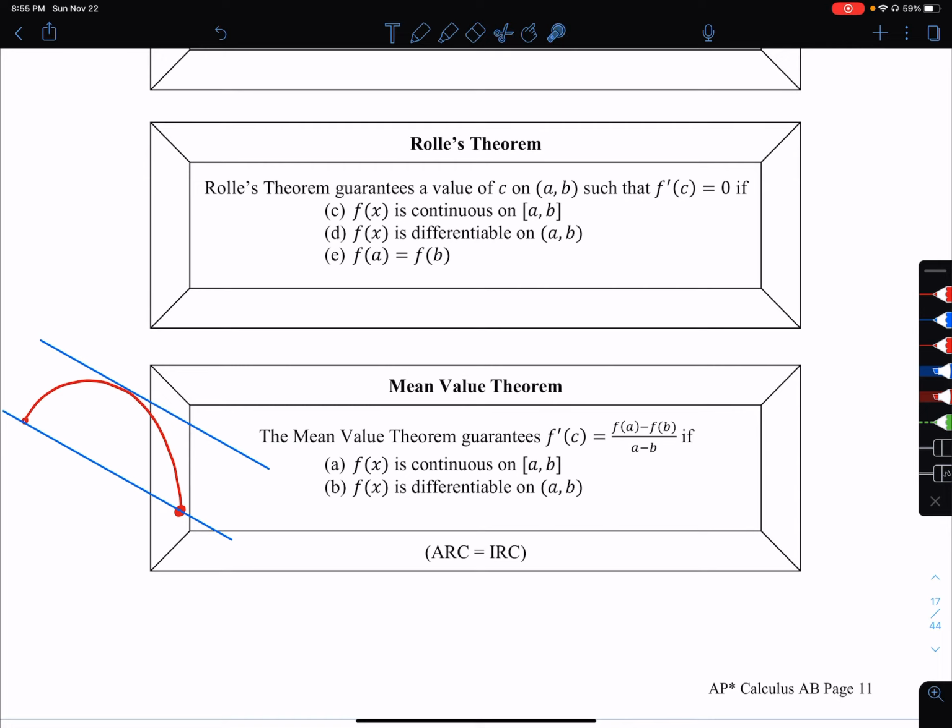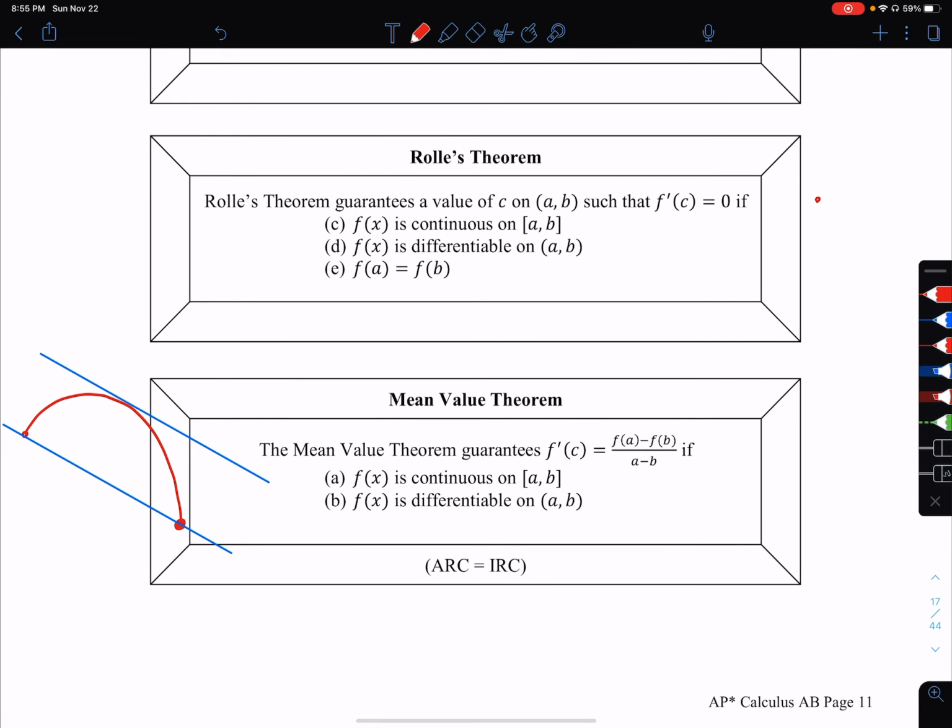Rolle's theorem is a little more specific. It says that your endpoints are the same height. So if your endpoints are the same height, the average rate of change through this, the secant line, has a slope of 0. So it's saying there must be at least one place where the instantaneous rate of change has to be 0. So that's a quick review of those theorems, and then we're going to look at some specific examples.